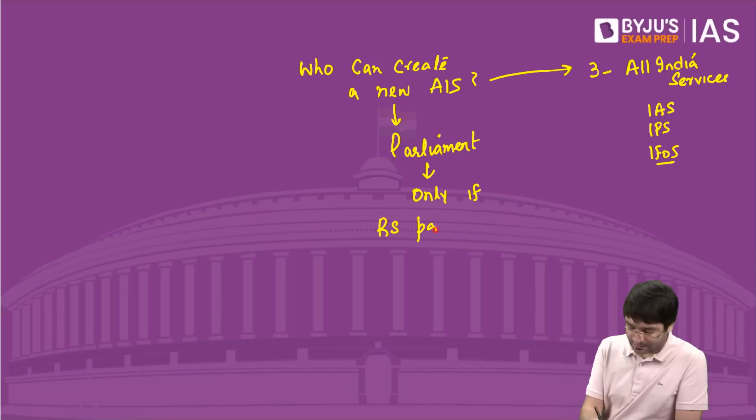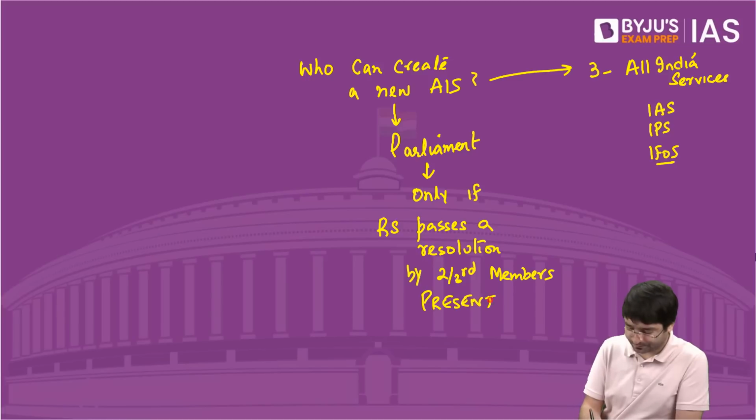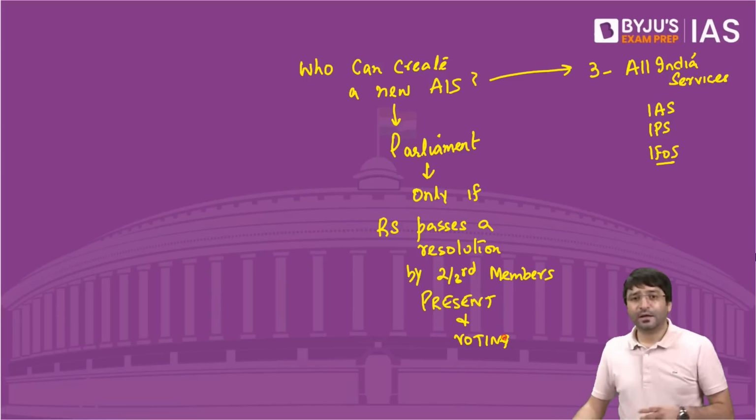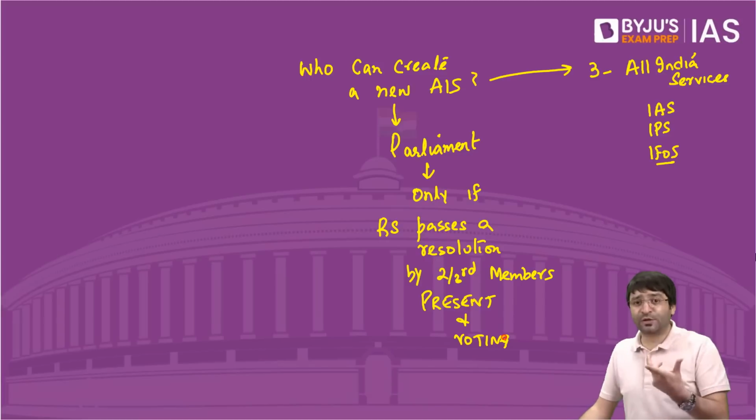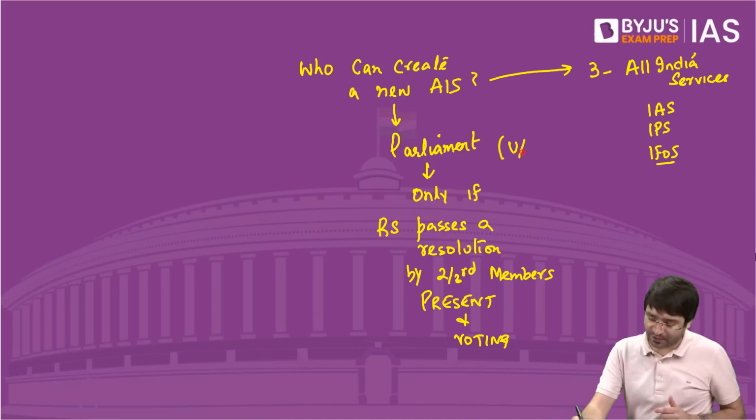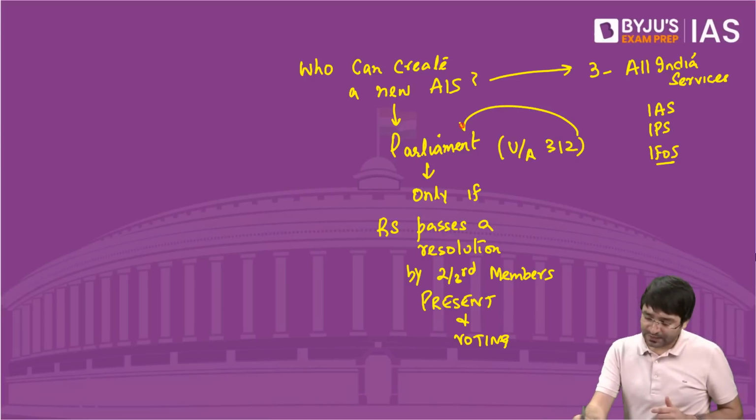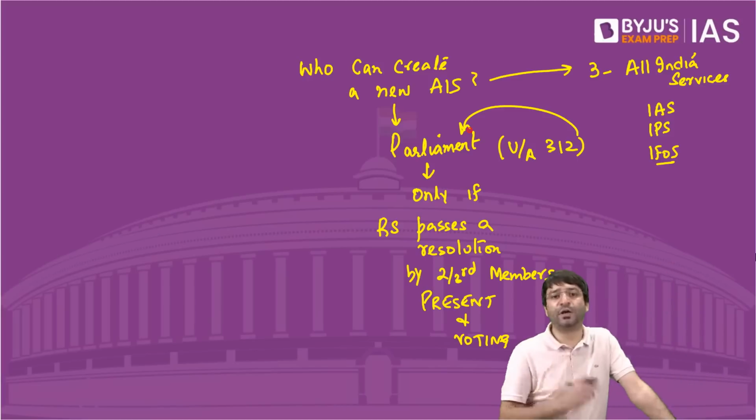Rajya Sabha passes a resolution by 2/3 of the members present and voting. If Rajya Sabha passes a resolution by 2/3 of the members present and voting under Article 312 of the Constitution, then only Parliament can create a new All India service.